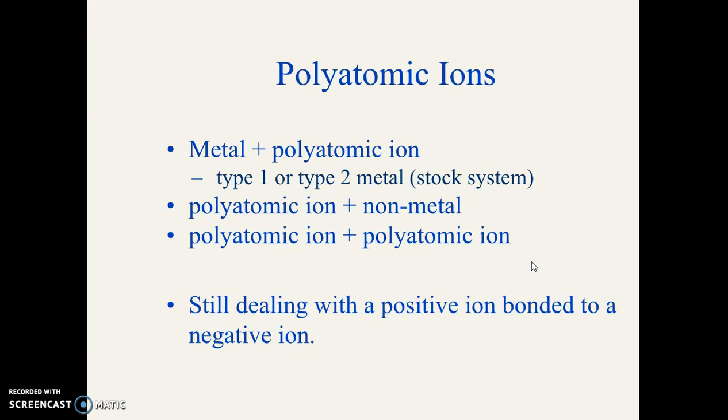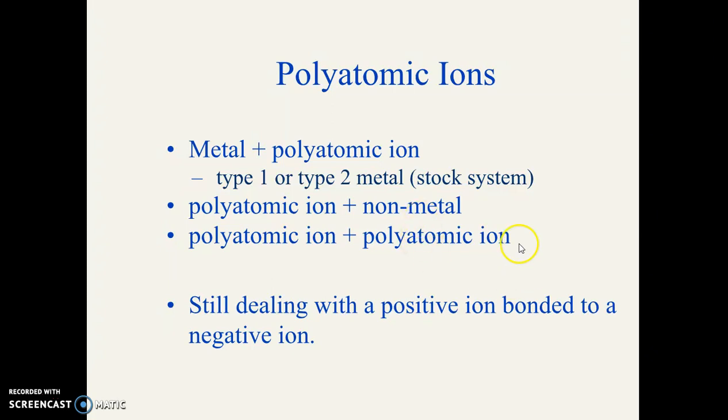So when we talk about polyatomic ion compounds, there's really 3 types that we're going to see. A metal bonded to a polyatomic ion. Remember that metal can either be a type 1 or a type 2 metal, so you still have to use the stock system here. Or a polyatomic ion bonded to a nonmetal, or a polyatomic ion bonded to another polyatomic ion. The cool thing is you're still dealing with a positive ion bonded to a negative ion. It's just depending upon whether you're going to use the periodic table or the polyatomic ion chart.